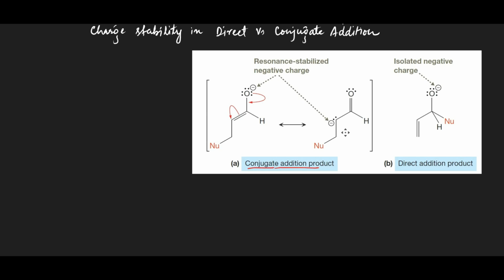Notice that the immediate product of conjugate addition is an enolate anion, which, as shown here, has a resonance-stabilized negative charge.